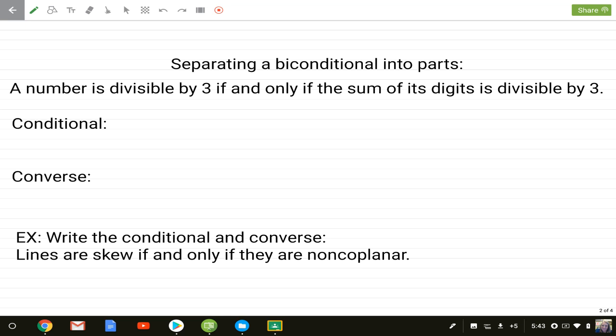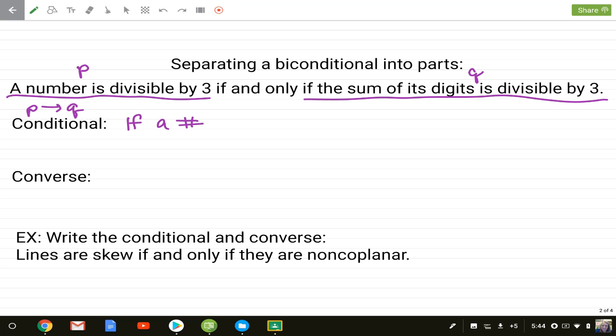So what I want to do is separate it into its parts. Remember, when we wrote them, we usually put either the hypothesis or the conclusion first, before the if and only if, and then the other after it. So I'm going to call the first part the P, the second part the Q. Now I can break it into its conditional, because the conditional is P implies Q, or if P then Q. So I would say if a number is divisible by 3, I'm using shorthand, then the sum of its digits is divisible by 3.